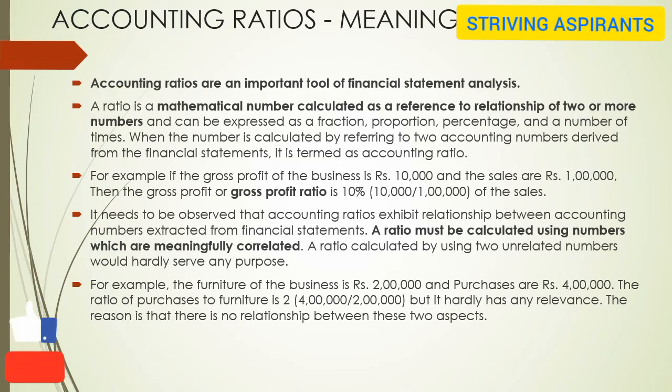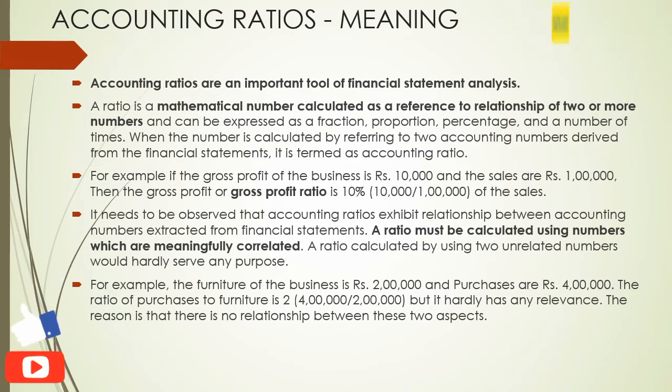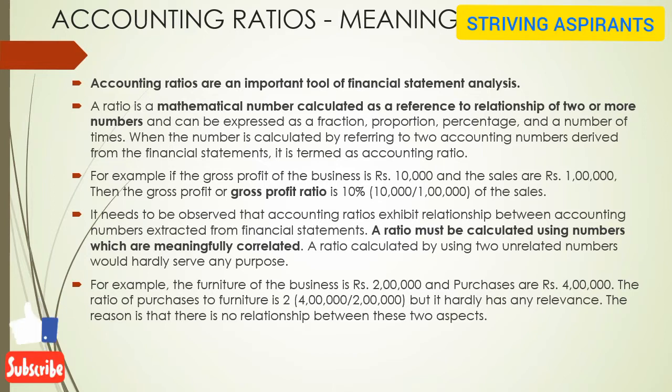Let's see one example here. Furniture is given as 2 lakh and purchase 4 lakh. The ratio of purchase to furniture is 2, that is 4 lakh divided by 2 lakh. Calculation of this one is not having any relevance here. The reason is that there is no relationship between these two aspects.